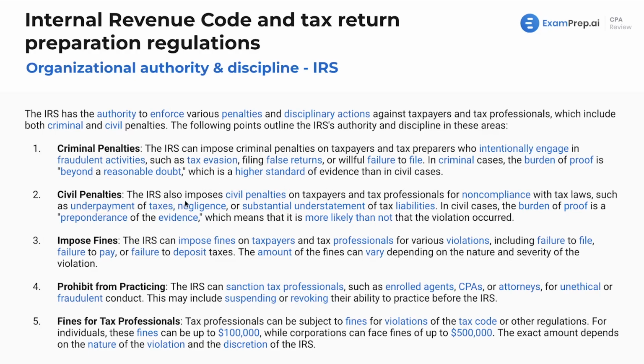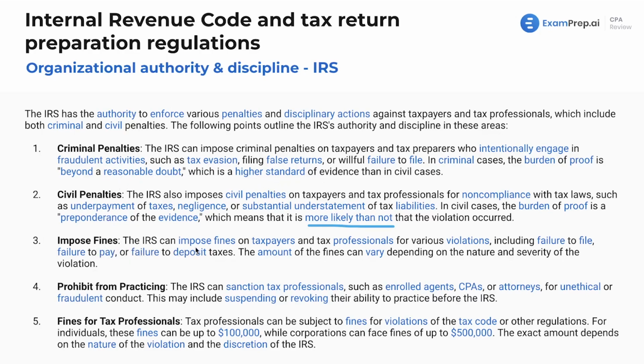Civil penalties, the IRS is going to also impose civil penalties. This is obviously lesser than criminal penalties for non-compliance with tax laws, such as the underpayment of taxes, negligence, which is a level below fraud. So fraud's most serious. We got negligence, or substantial understatement of tax liabilities. In civil cases, the burden of proof is a preponderance of the evidence, which means it is more likely than not that the violation has occurred. Notice that this is not the same as beyond a reasonable doubt. Yeah, it's more likely than not that you committed the act, whereas this, you have to prove that they did it beyond a reasonable doubt.